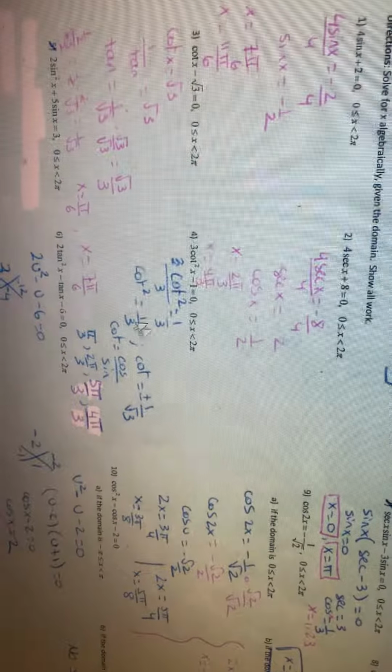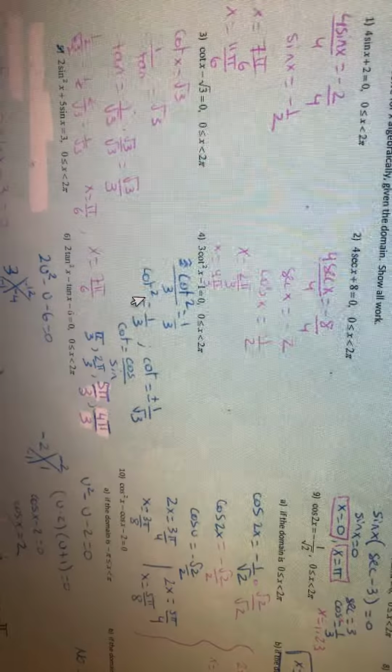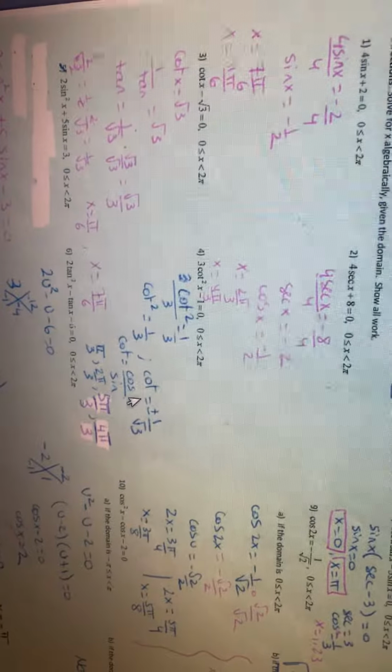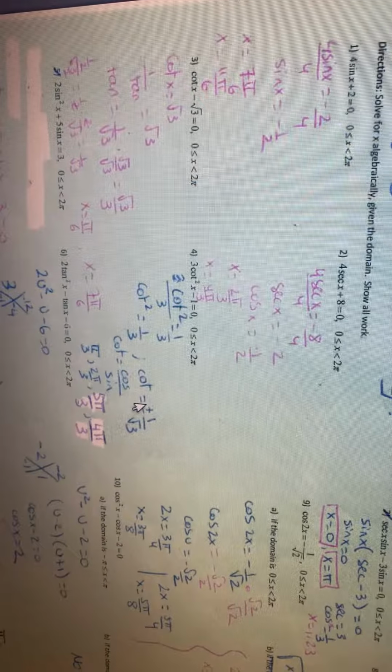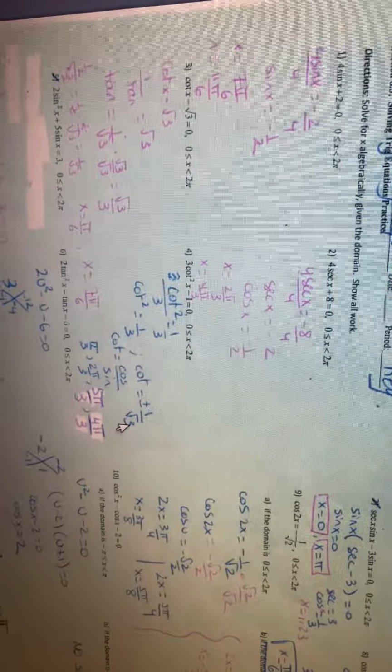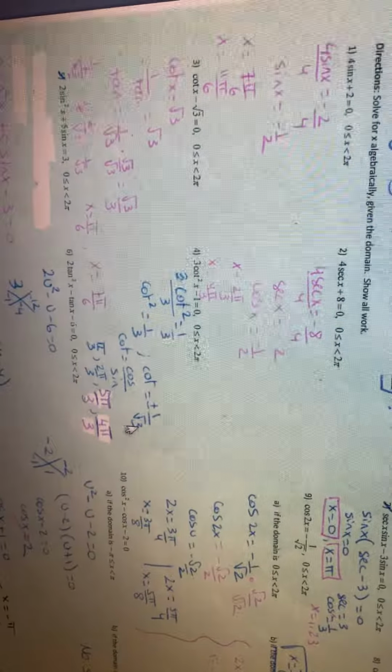Number 4, add a 1 on each side, then divide by 3. And then, since it's a square, just like when we solve a regular equation that has a square, we square root. When we square root, we always have plus or minus. Square root of 1 is 1. Square root of 3 is square root of 3. So there's two ways to do that. You can rationalize it, but I would prefer if you don't do that.